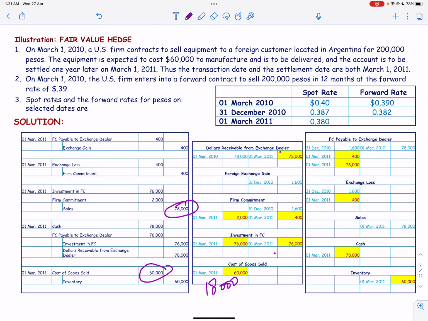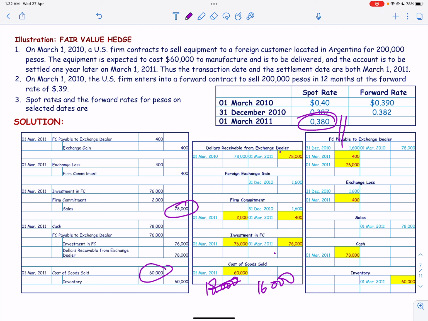If the forward contract had not been obtained, the profit earned on the contract would depend upon the exchange rate in effect when payment was received from the Argentinian customer, and that may be at the rate of 0.38. Without the hedge, the amount of sales recorded would be 76,000, and the gross profit then will be 76 minus 60, that is 16,000. And if the exchange rate has dropped below 0.38, the amount of sales recorded would have been even lower.